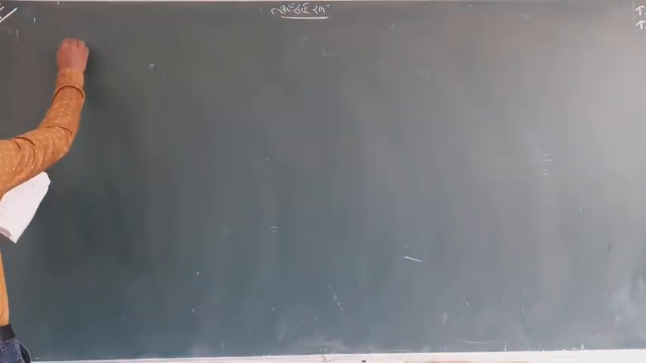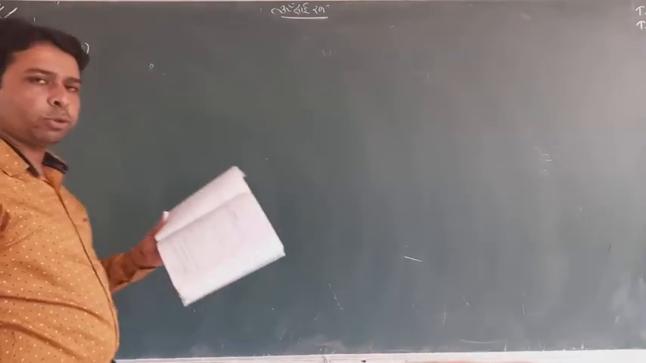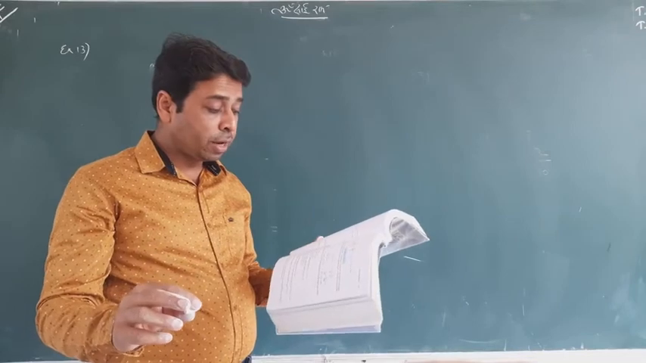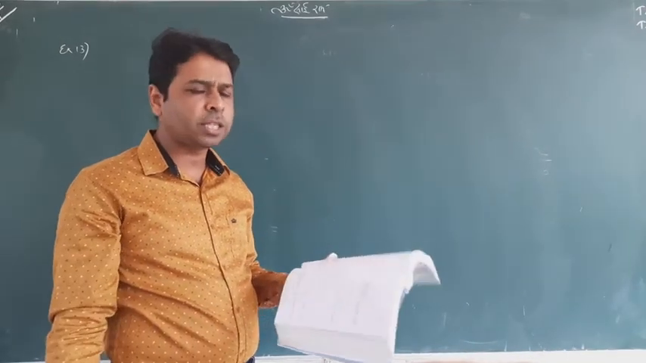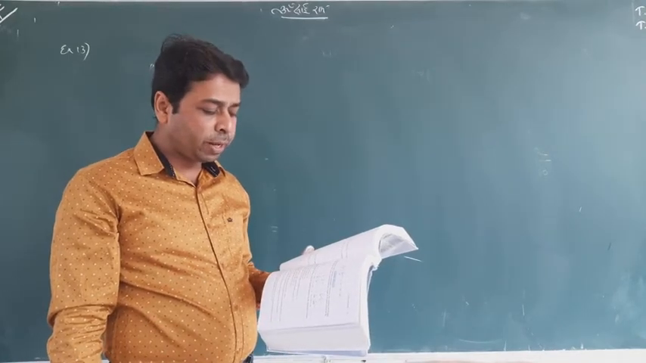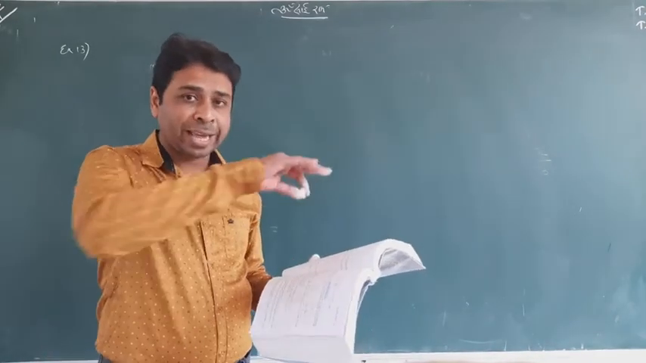Look at example number 13, which is a very simple and elegant question. That question says: find the equation of ellipse with major axis along the x-axis. It is specially given, so you don't need to worry. Find the equation of ellipse which is with the major axis along the x-axis.